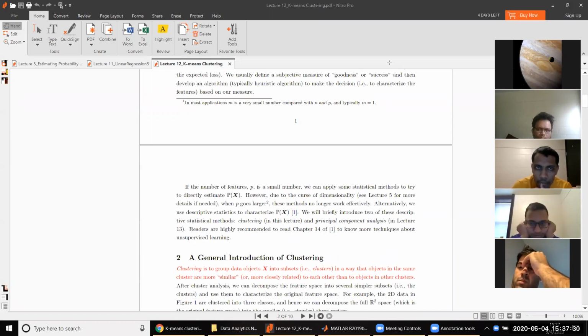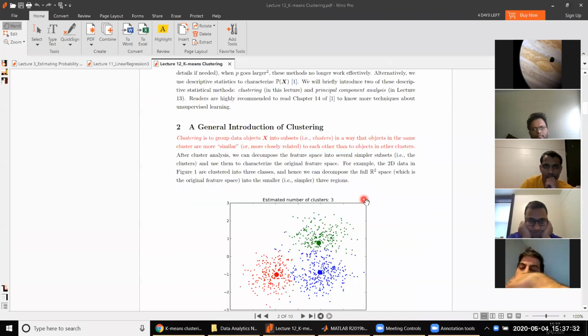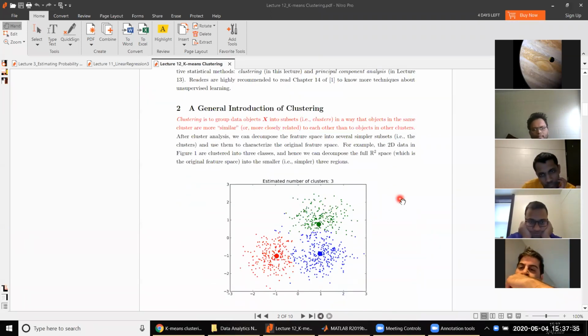Okay, so in the following, let's introduce the concept of clustering. The basic idea is this. Suppose I give you some data. Be careful: in the original data, you don't have the three colors. Just imagine all of these points are black. Clustering means I want to group the data into subsets, for example K clusters, in a way that objects in the same cluster are more similar or more closely related to each other than to objects in other clusters.